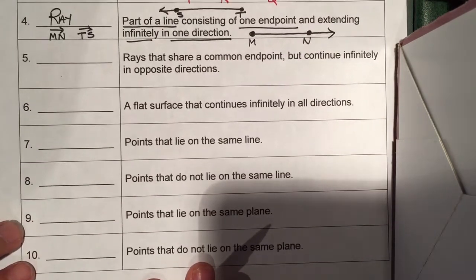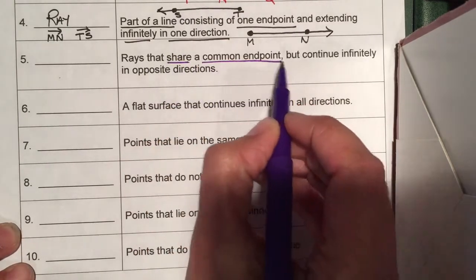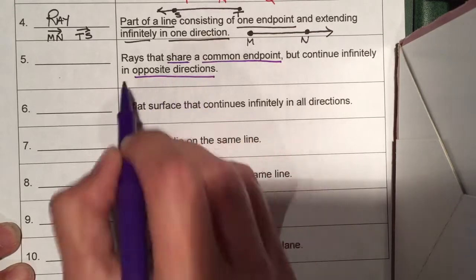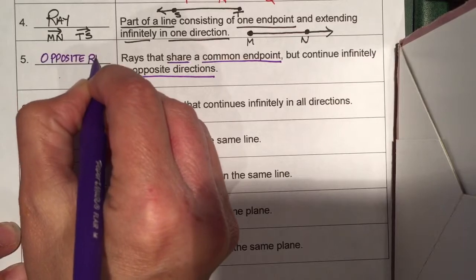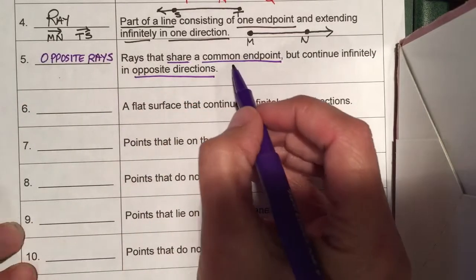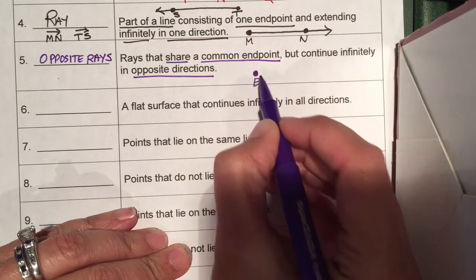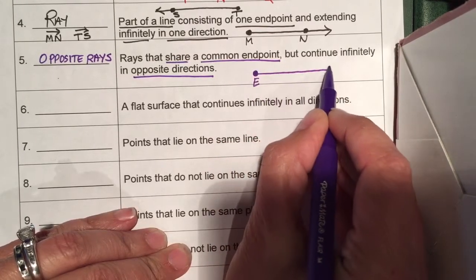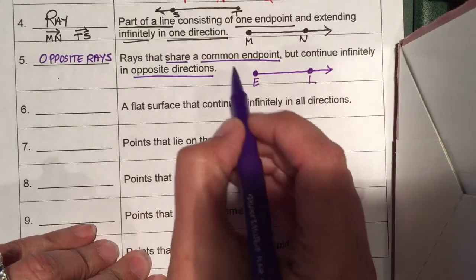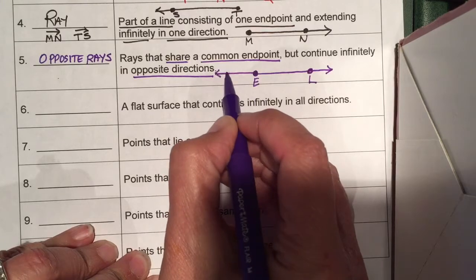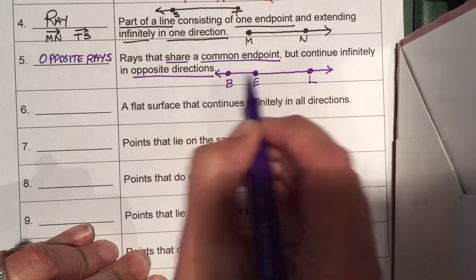Okay, so let's look at number 5. Number 5, we're looking now at rays that share a common endpoint but continue infinitely in opposite directions. And that gives it away right there. Those are opposite rays. Okay, opposite rays start at the same place. So we'll call that point E. We're going to draw one ray this way. So we'll call that EL. And then we're going to draw another ray this way. And we can call that ray EB.